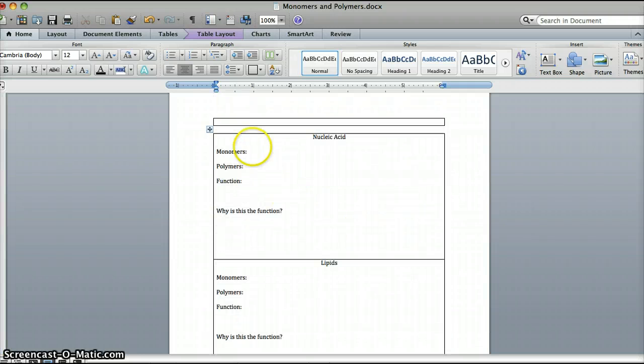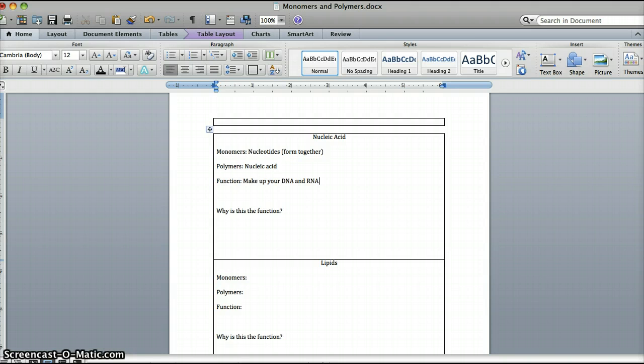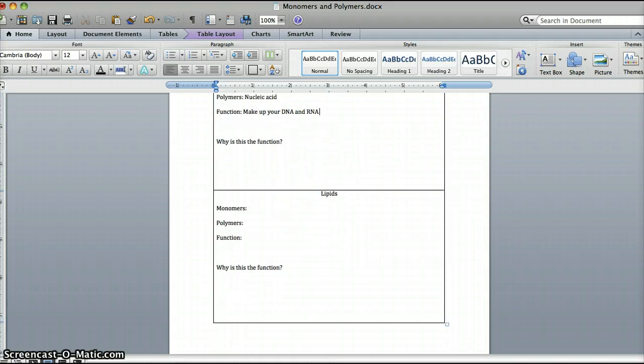Now, nucleic acids. The monomers of nucleic acids are nucleotides. And nucleotides all form together to make nucleic acid. And nucleic acids help to make up your DNA and your RNA. So the nucleic acids are extremely important because they make your DNA and your RNA.